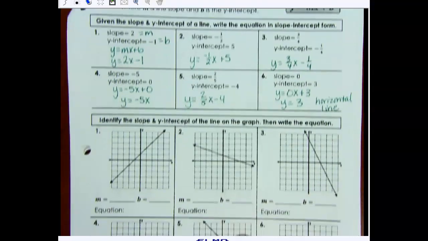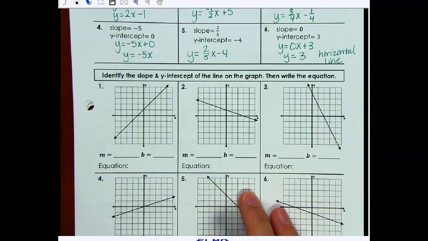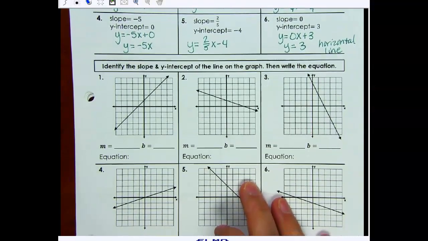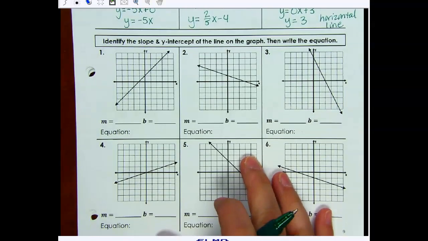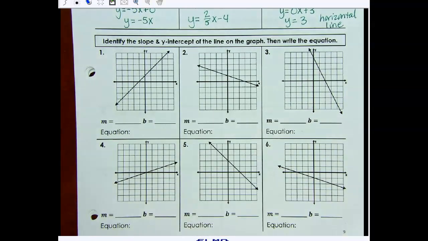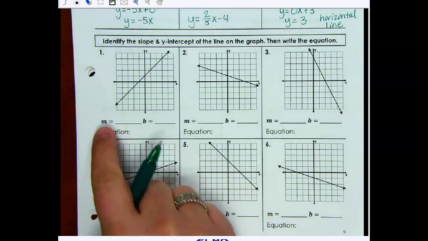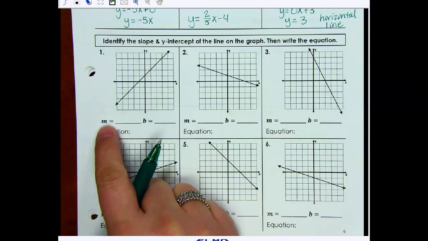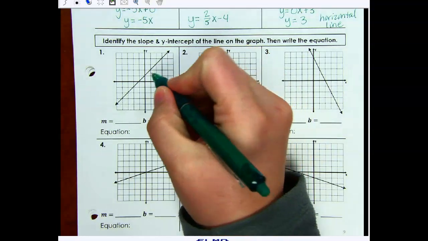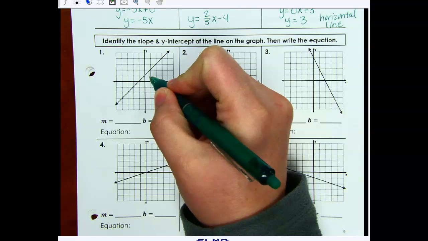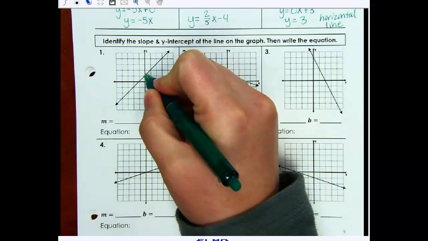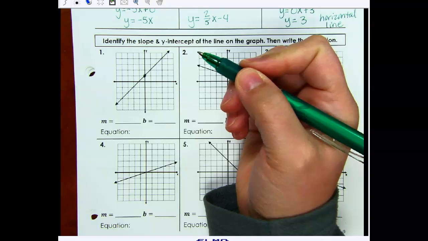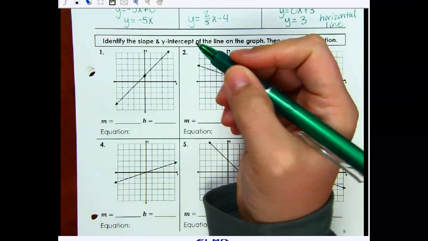All right, in this next section, we are going to identify the slope and the y-intercept of the line on the graph, and then we're going to use that information to write the equation. So first of all, you've got to know what those two things are. Slope, remember, is rise over run, and m always stands for slope. So in this problem, you're going to find a place where it crosses the grid, and so I'm just going to use right here. I always look at the y-axis for a perfect point if they have one.